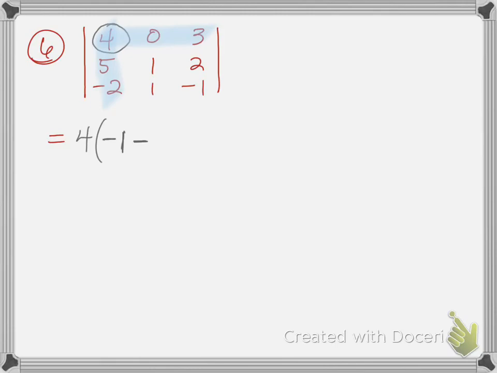4 times 4 open parentheses. 1 times negative 1 is negative 1. And then 2 times 1 is 2. Okay, so I did these 2 to get negative 1. Then I put a minus. And then I did these 2 and I put a 2. Next. Go on to the next one.